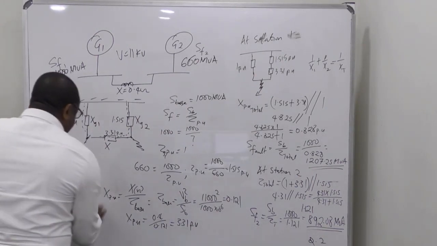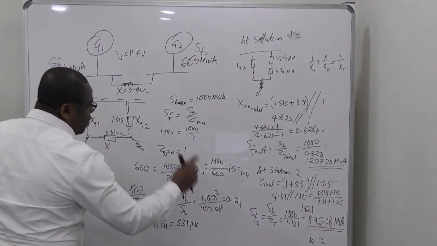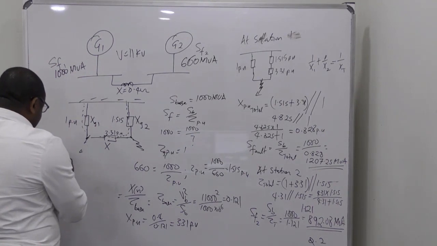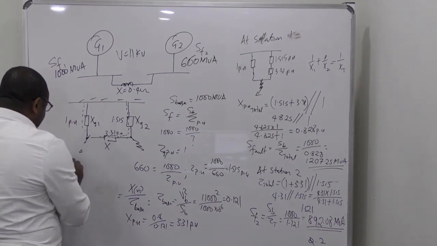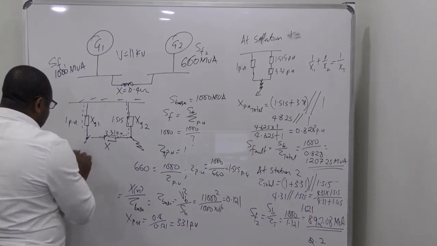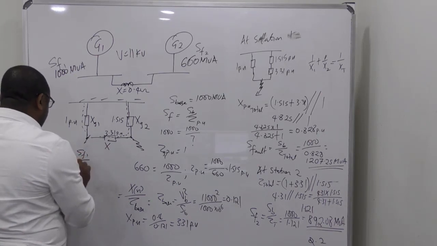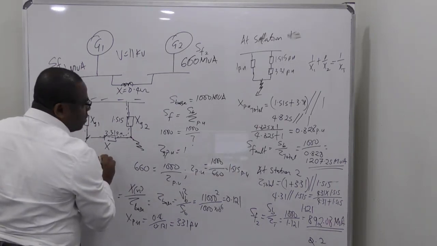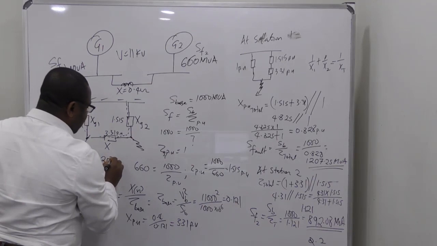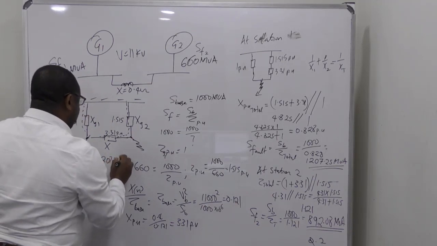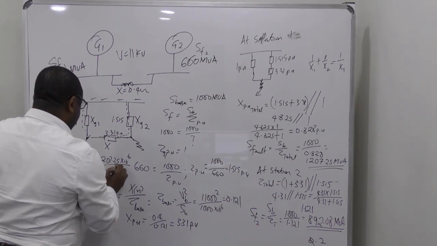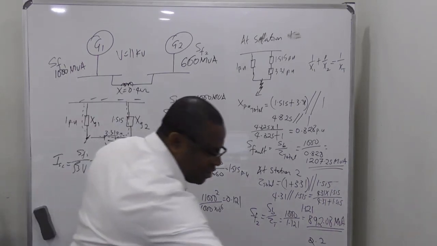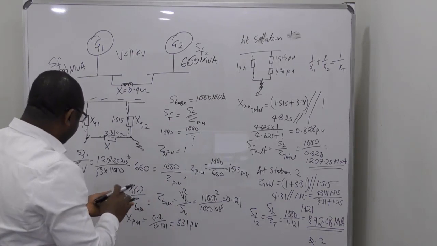If you want to know their values in kiloamps, it will be that I short circuit for the first one is S fault 1 over root 3 and voltage. And what's the S fault? We got 1207.25 times 10 to the power 6 divided by root 3 times 11,000. Here, let's just see how much that fault current will be.